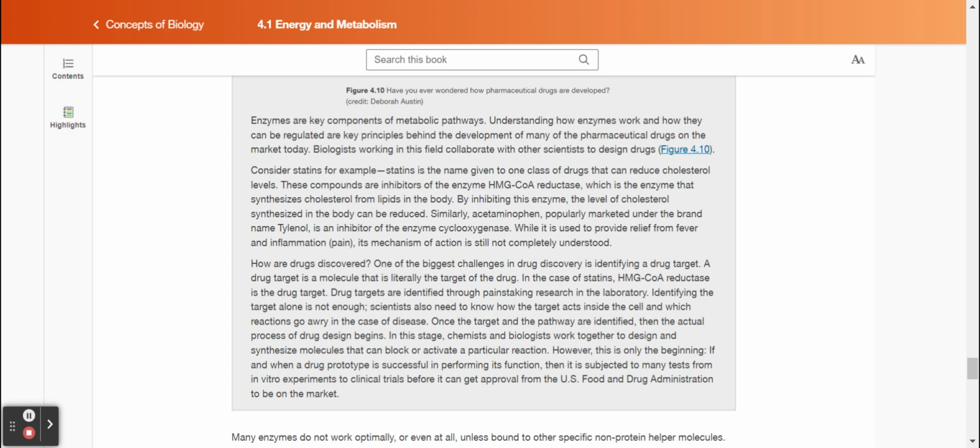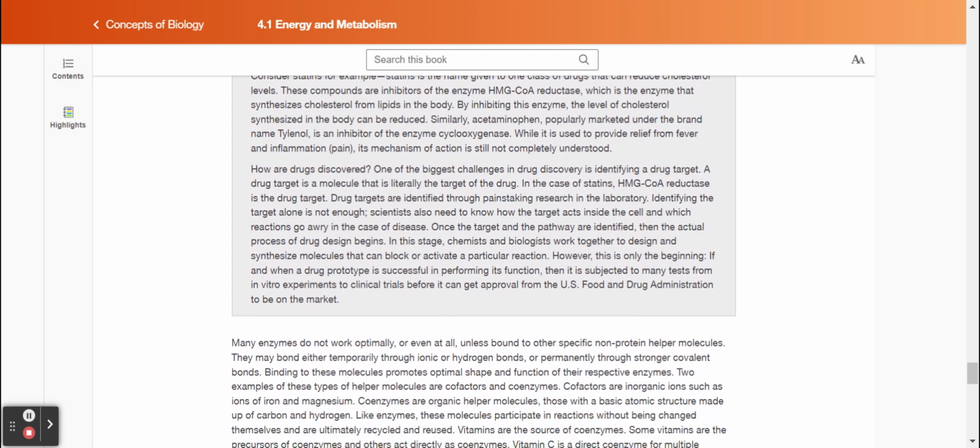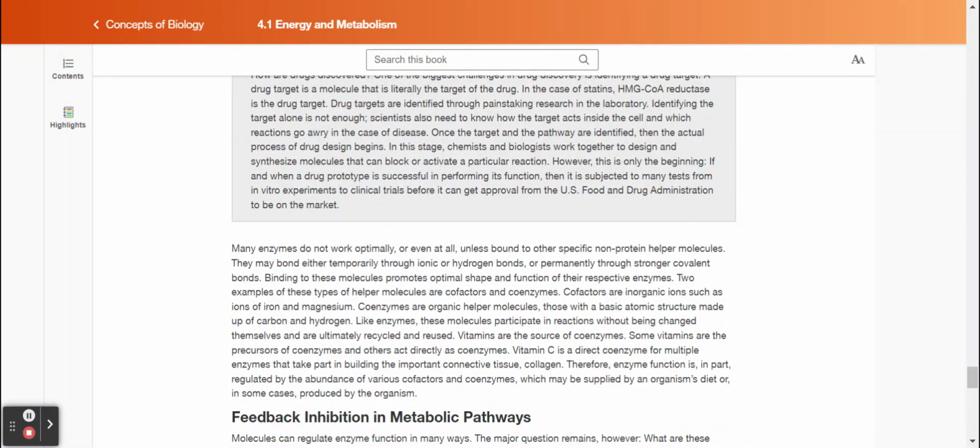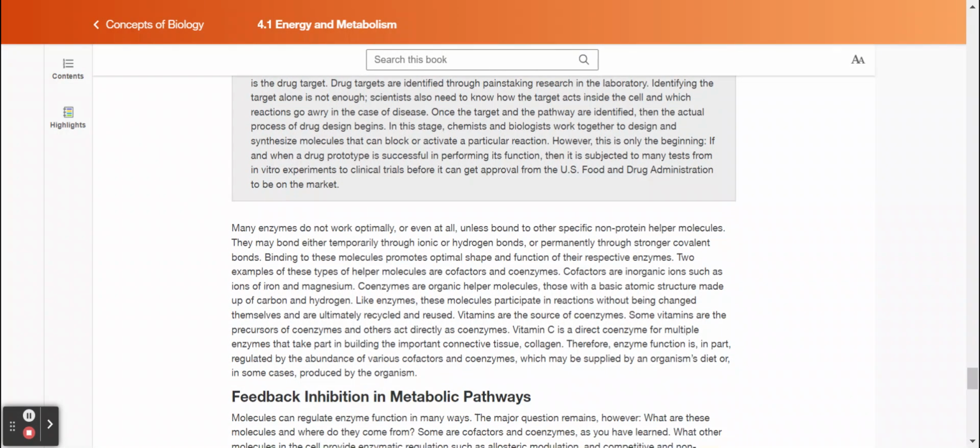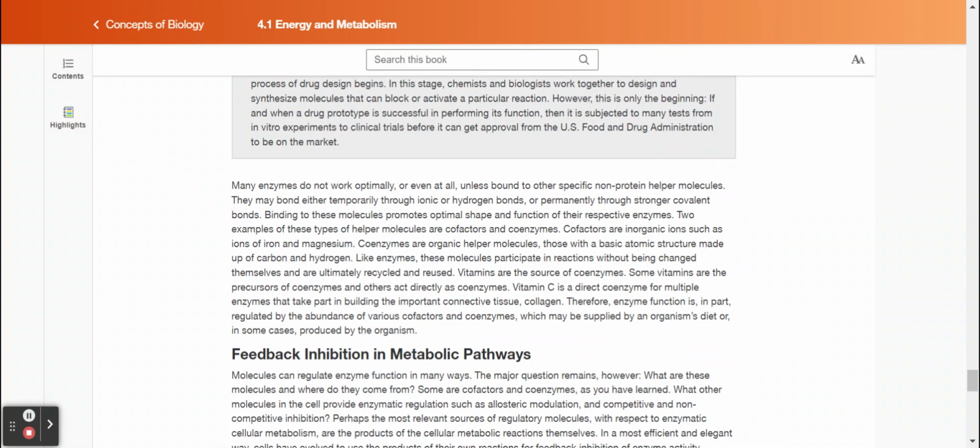Identifying the target alone is not enough. Scientists also need to know how the target acts inside the cell and which reactions go awry in the case of disease. Once the target and the pathway are identified, then the actual process of drug design begins. In this stage, chemists and biologists work together to design and synthesize molecules that can block or activate a particular reaction. However, this is only the beginning.